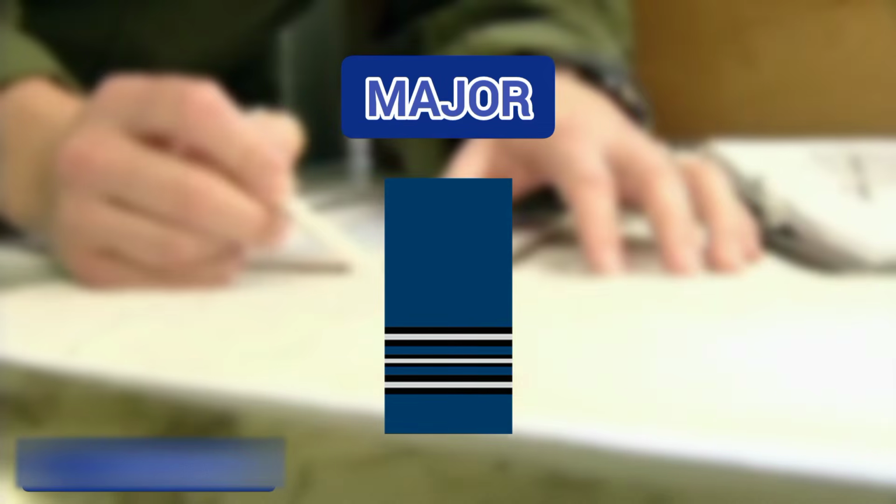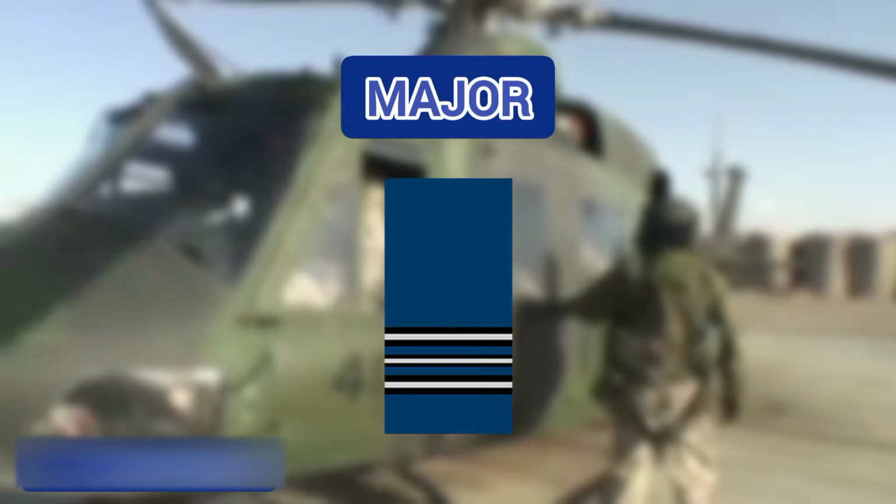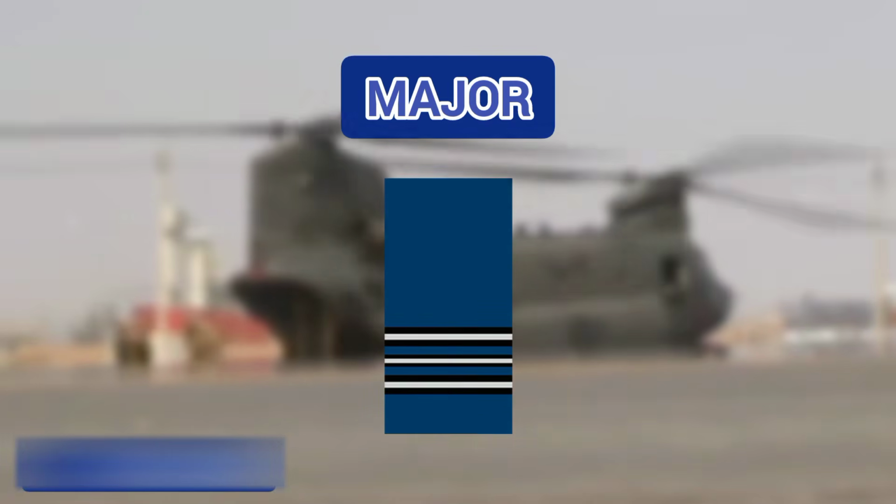Major. This is the lowest rank for senior officers in the RCAF, and they usually serve as a squadron second-in-command. The rank insignia for a major features 2 medium braids, with a narrow braid in between.